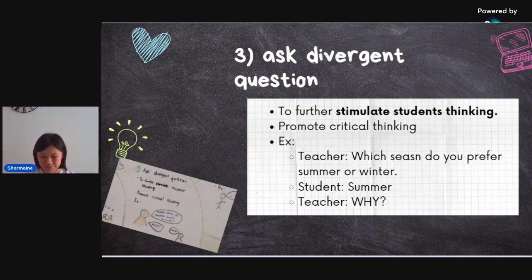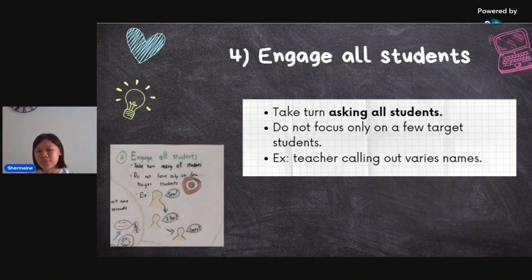Or you can ask, like, how does this thing happen? This is also a type of divergent question. It promotes critical thinking. It asks students to think beyond the textbook and go into the reasoning. Why? So the fourth is to engage all students.